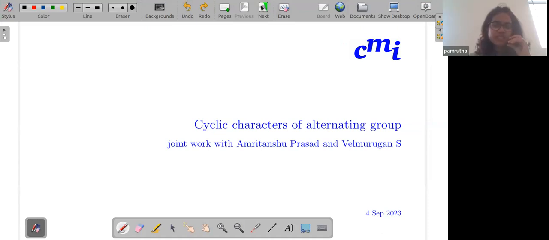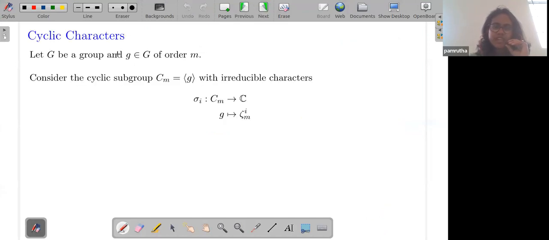So let me begin with what I mean by cyclic characters. Suppose we have a group G and consider any element small g in this group. Suppose the order of this element is m. We can always consider the cyclic subgroup generated by this particular element.